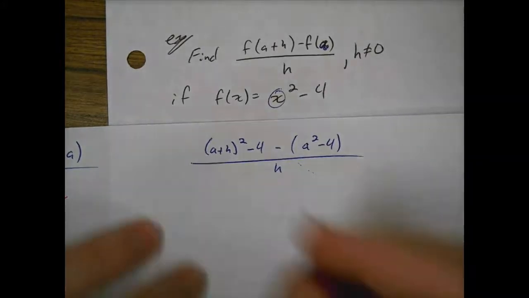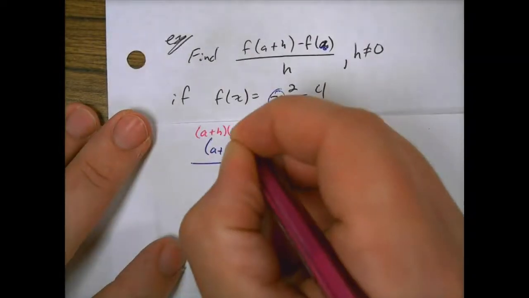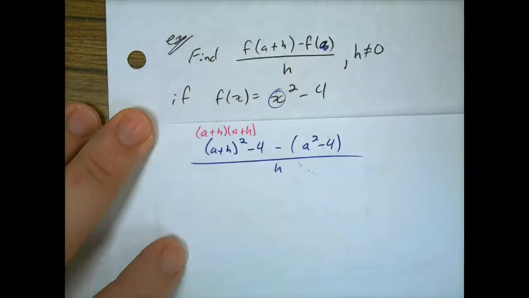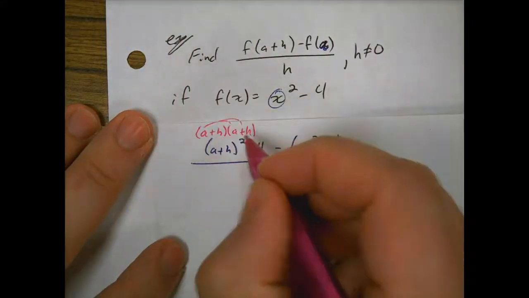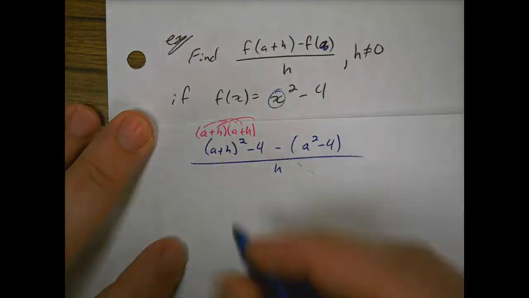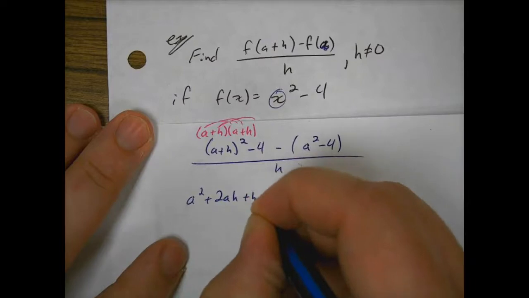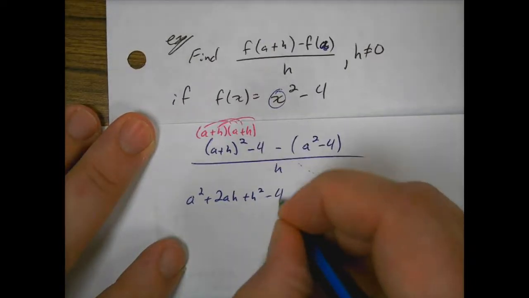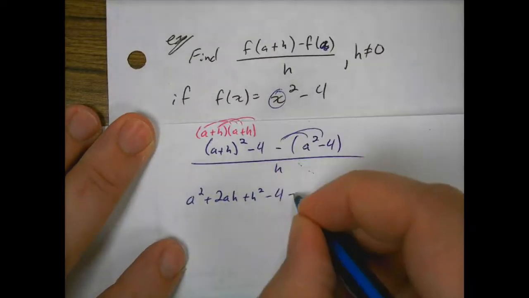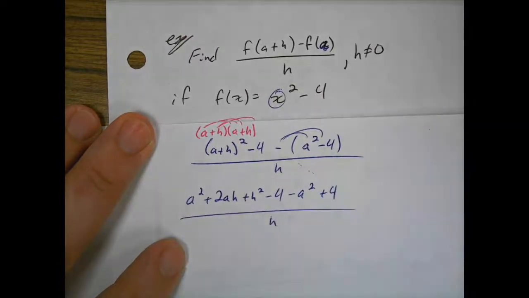So now here you've got to be careful. Remember that that is a plus h times a plus h. So when you distribute everything to everything, you will have a squared plus 2ah plus h squared. Now I'm copying, minus 4. Distribute this negative, so minus a squared plus 4. All of that divided by h.